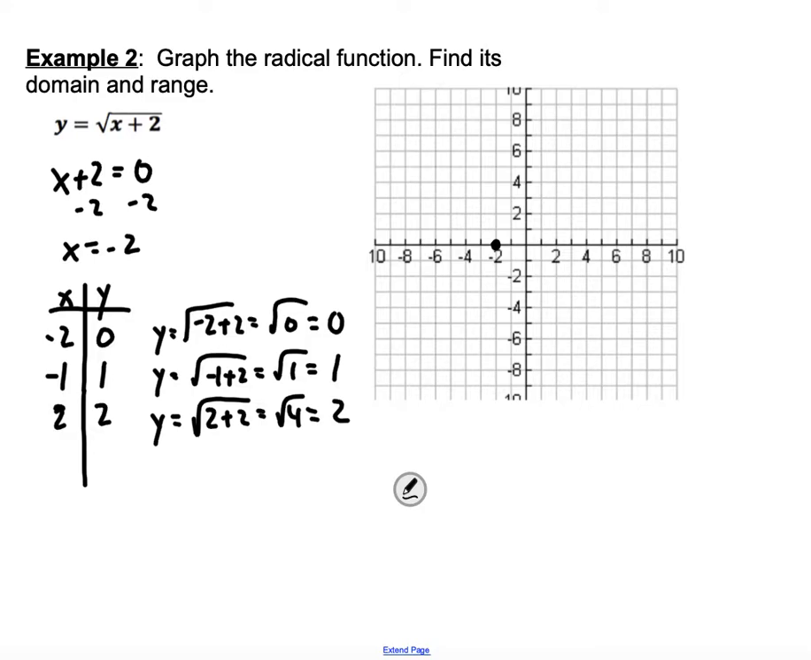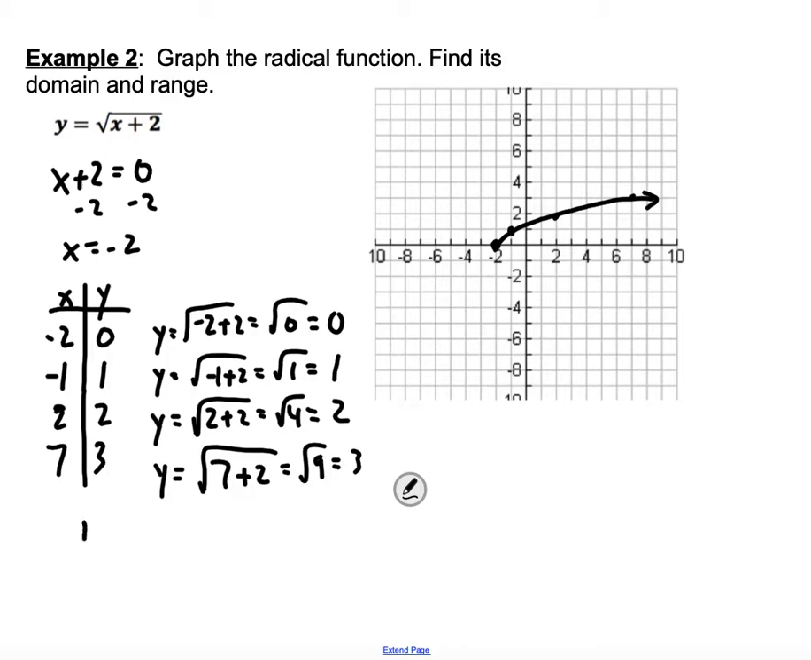All right, we can try another one. What's another value, if you add 2 there, that you can take the square root of? So 3 plus 2, 5, nope. 4 plus 2, 6, nope. 7 plus 2, yeah, 9. So if I put 7 in there, 7 plus 2 is 9, and the square root of 9 is 3. So let's plot those, and then connect them in a nice smooth curve.